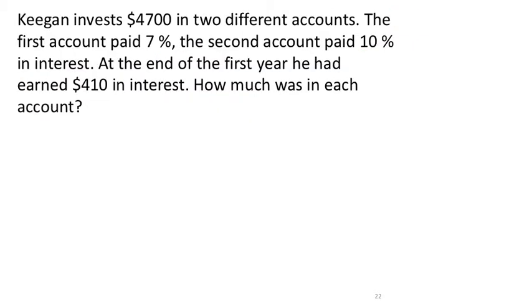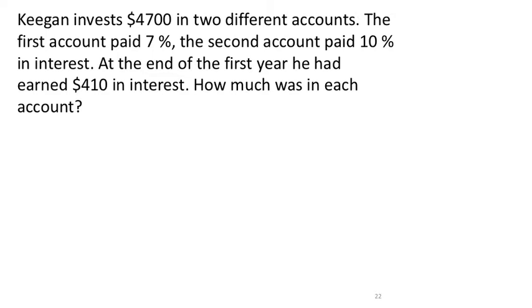And lots of problems to do. So Keegan invests $4,700 into different accounts. The first account paid 7%. The second account paid 10% in interest. At the end of the first year, he had earned $410 in interest. How much was in each account, I guess, at the beginning?